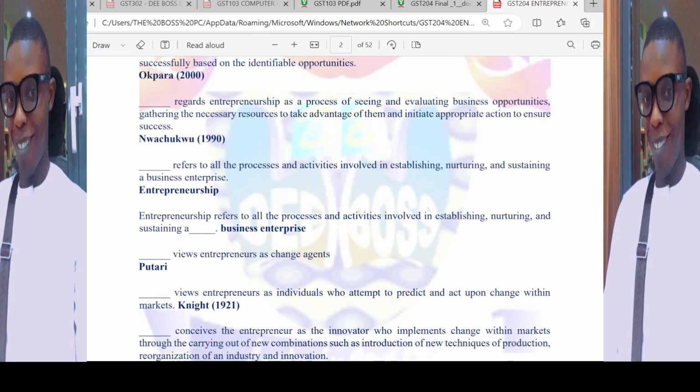Entrepreneurship refers to all the processes and activities involved in establishing, nursing, and sustaining a business enterprise. So establishing is very, very important. No matter what, if you are an entrepreneur, you must be able to establish. So if you see yourself as an entrepreneur, what you need to work on is how to establish.